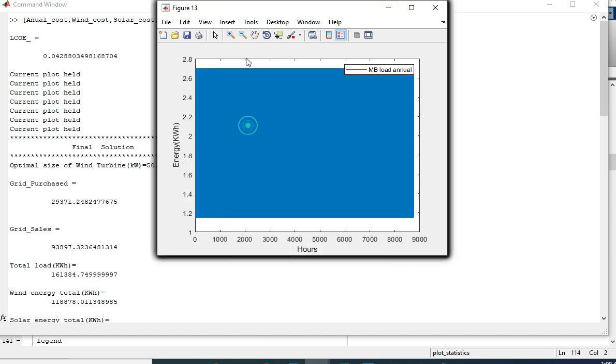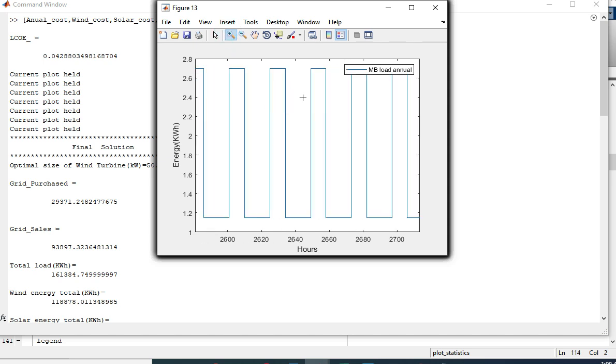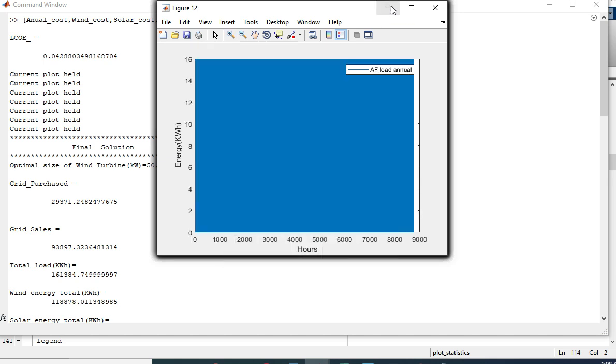So similarly, this is the fixed MB load that we have to meet, and each and every day has the same pattern in 24 hours. This is also the fixed load, the AF load, annual profile. FF new rescheduled for the whole year.